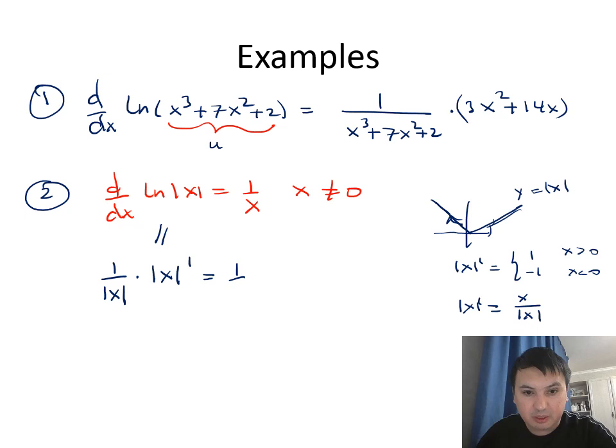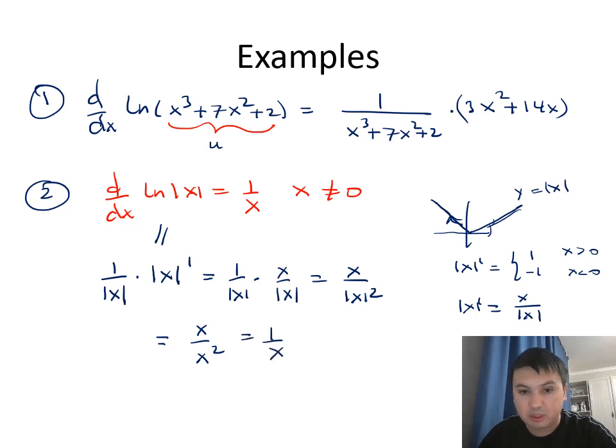So in particular, the derivative of the absolute value of x is x over the absolute value of x. Then it becomes x over the absolute value of x squared, but the absolute value of x squared is already positive, so we can ignore the absolute value sign, and it becomes simply x over x squared, which is 1 over x, as we want.